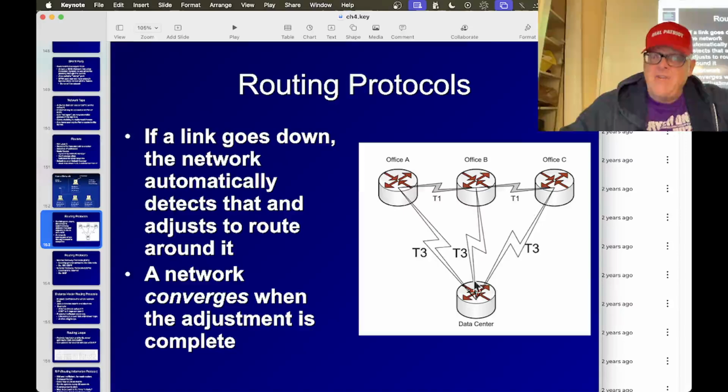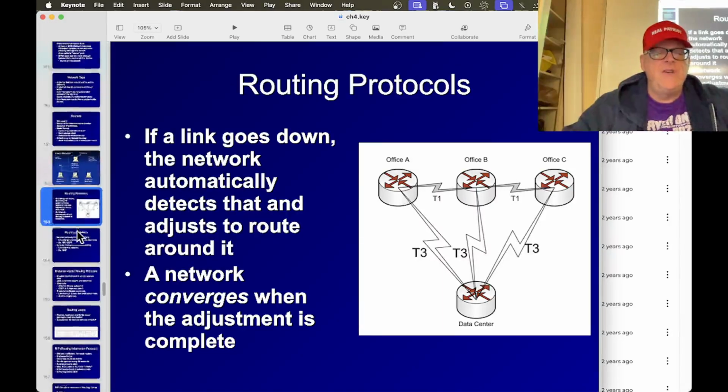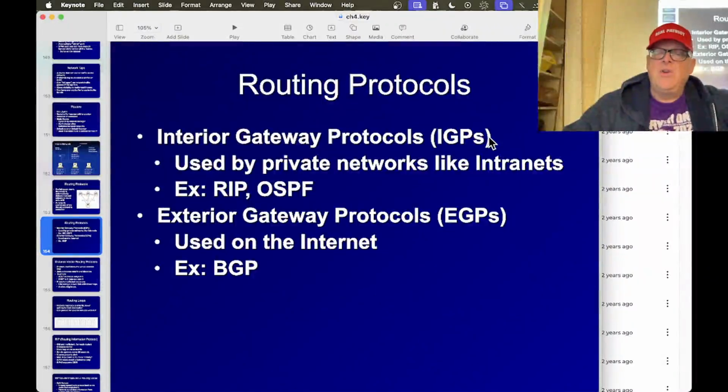Now, if you have a more complicated situation, multiple routes, multiple locations, then you use routing protocols. The point here is, if something happens, like this device goes down, it will automatically notify the other devices to quit sending traffic here and instead send the traffic another way. So a network converges when all the routing tables have updated, so it correctly sends traffic and no longer sends traffic to the device that is down. Interior gateway protocols are used by private networks, like RIP and OSPF. Exterior gateway protocols are what's used on the internet, and the only one I've ever heard of being used is BGP, Border Gateway Protocol.